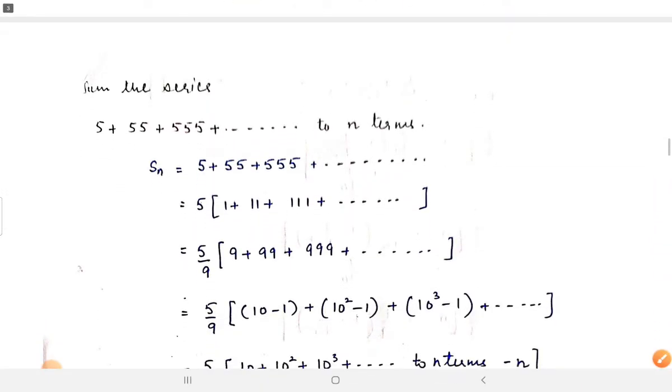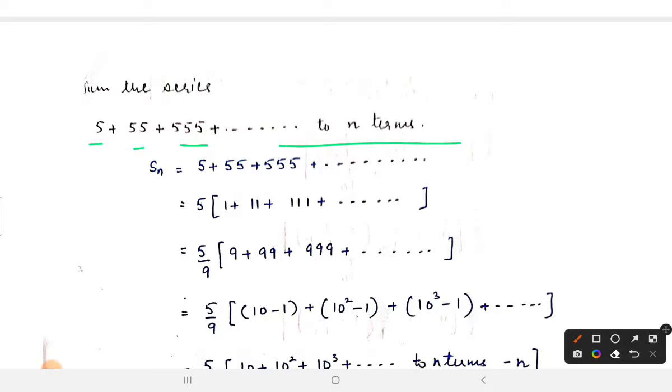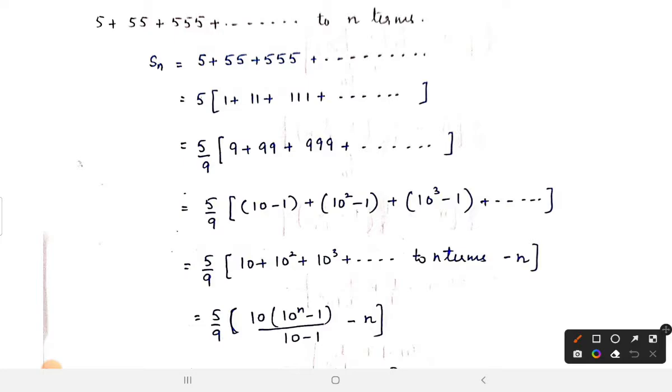Sum the series: 5 plus 55 plus 555 up to n terms. So it can be written as, take 5 common, it is 1, 11, 111 and so on. Let us multiply and divide with the same number, that is 9. There is a logic to multiply and divide with the same number. The logic is this: we want to make a GP. Now 9 can be written as 10 minus 1, 99 can be written as 100 minus 1, 999 can be written as 1000 minus 1 and so on.